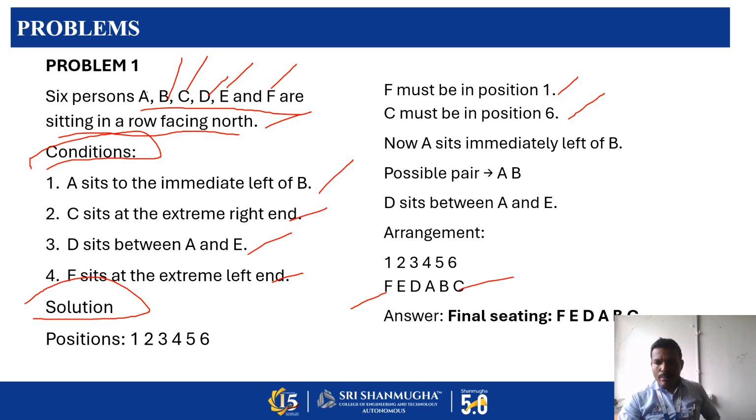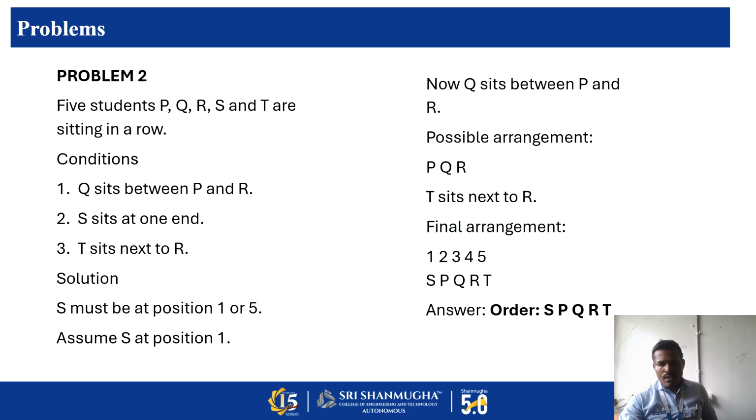Now A sits immediate left of B, so we put B right after A. That's three done, and the rest is only two. The pair AB is already placed. D sits between A and E, so the order is A, D, E. Now the final answer is F, A, B... arranged as per the conditions. This is problem number 1. We'll see the next problem, number 2.